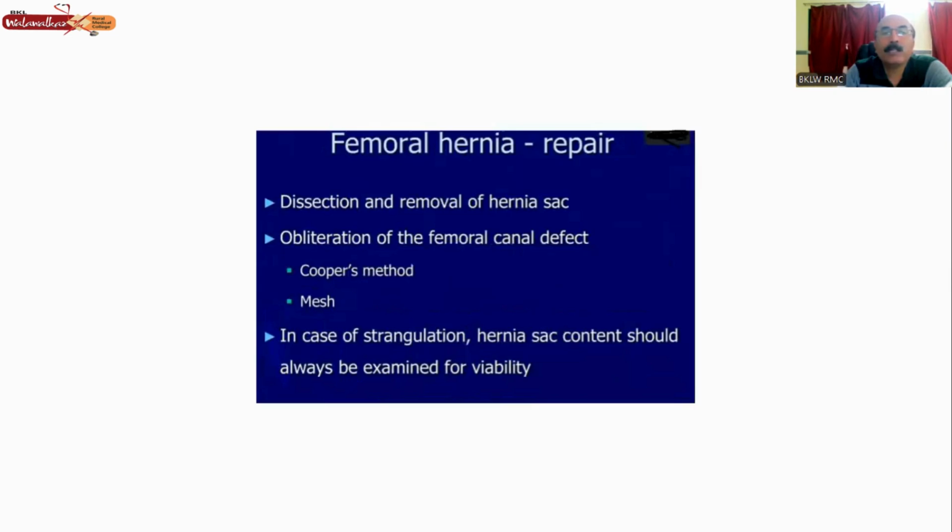The repair of the femoral hernia is dissection and removal of the hernial sac and obliteration of the femoral canal defect. You can use Cooper's method. You can as well use mesh here. In case of strangulation, the hernial sac contents should always be examined for viability.